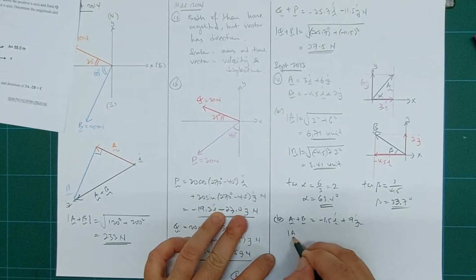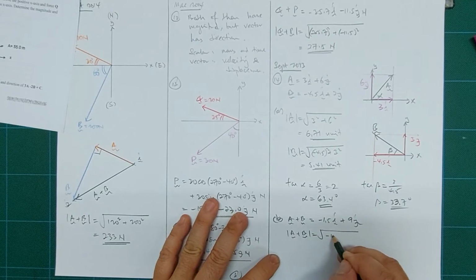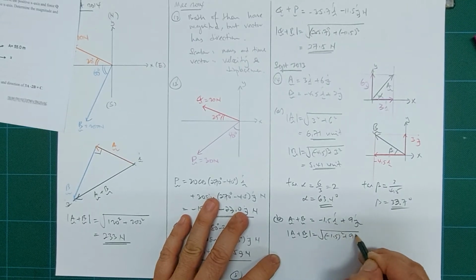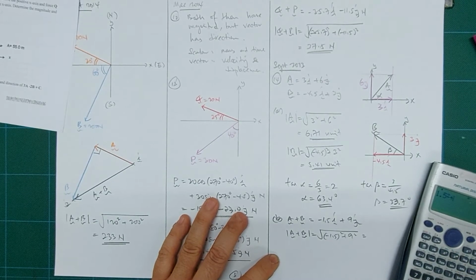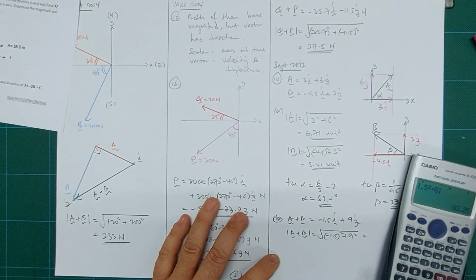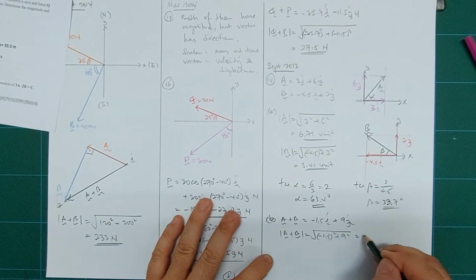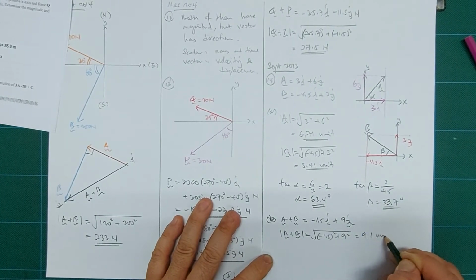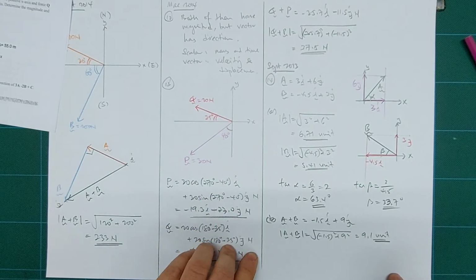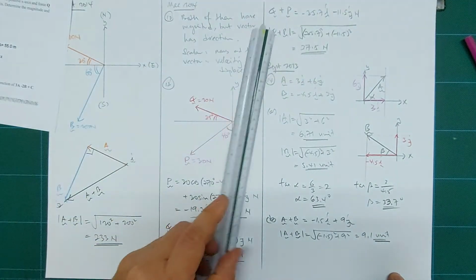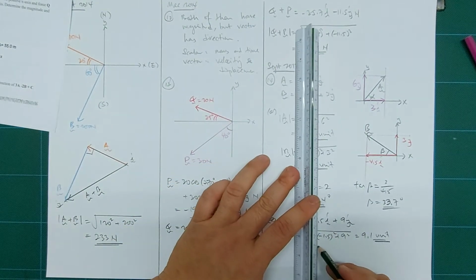So the magnitude is equal to the square root of negative 1.5 squared plus 9 squared. So we have 1.5 squared plus 81, and then square root everything, 9.1 units. Now another one is direction. So for our direction, we draw that component like that.